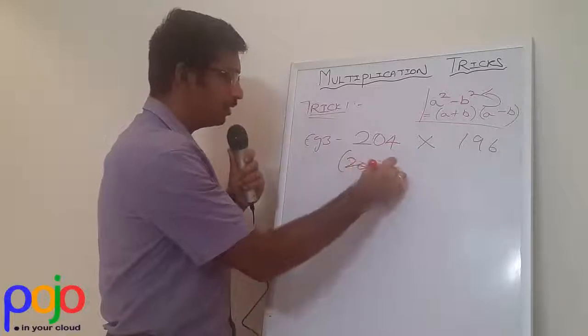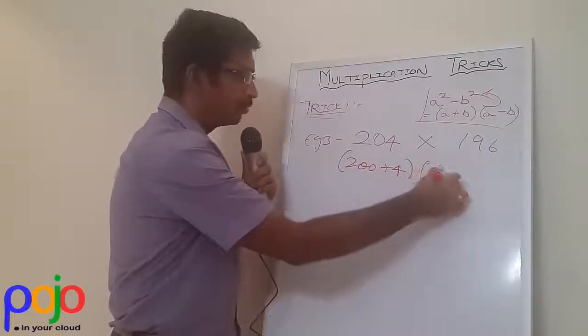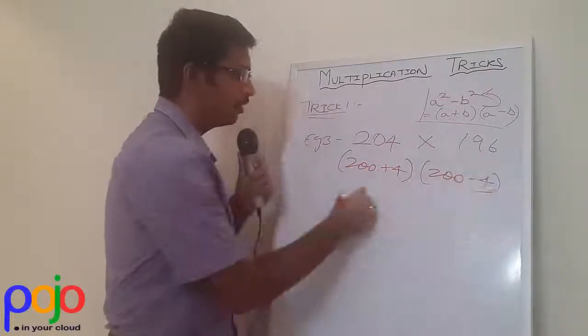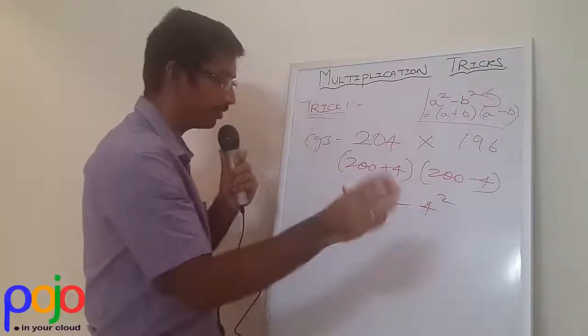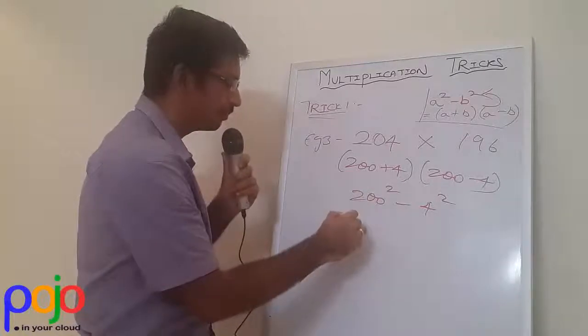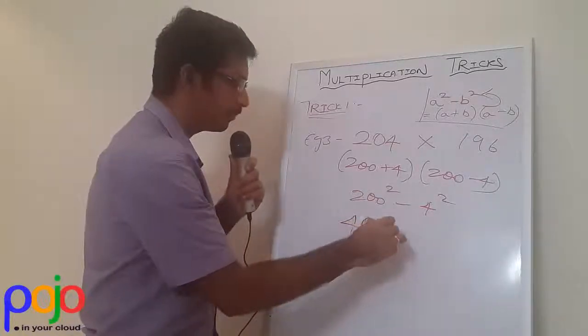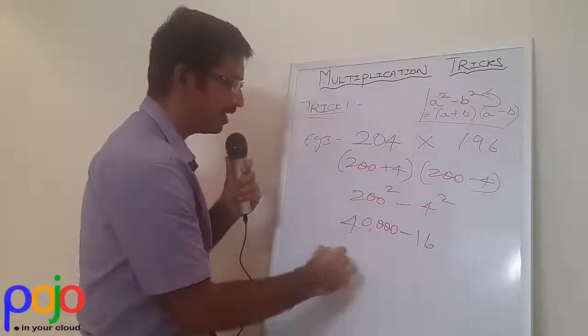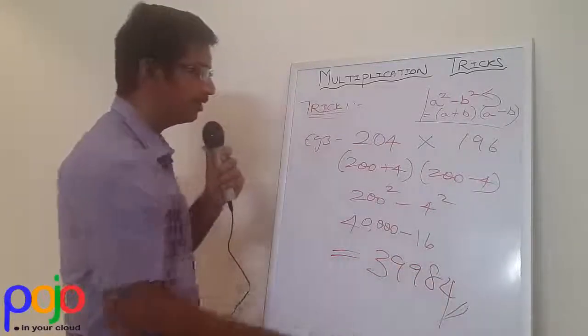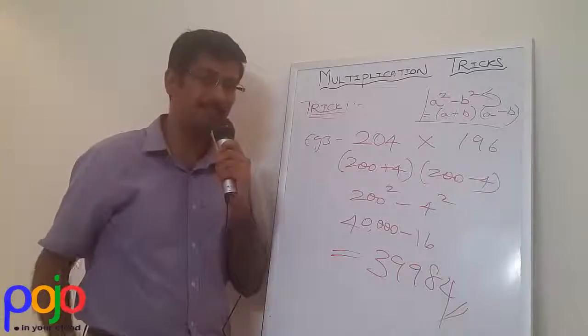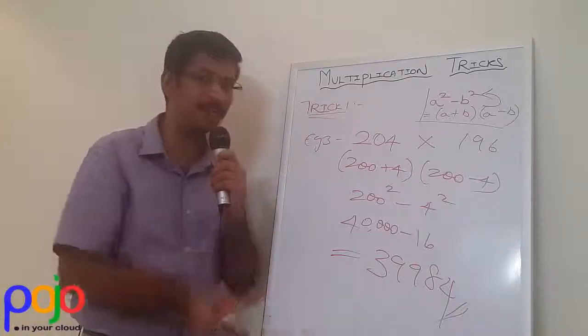So 200 plus 4 and 200 minus 4. 200 square minus 4 square. Oh, 4 square, not the cigarette, right? So this is 40,000 minus 16, and your answer is 39,984. As simple as that. Not even 5 seconds, I got the answer.